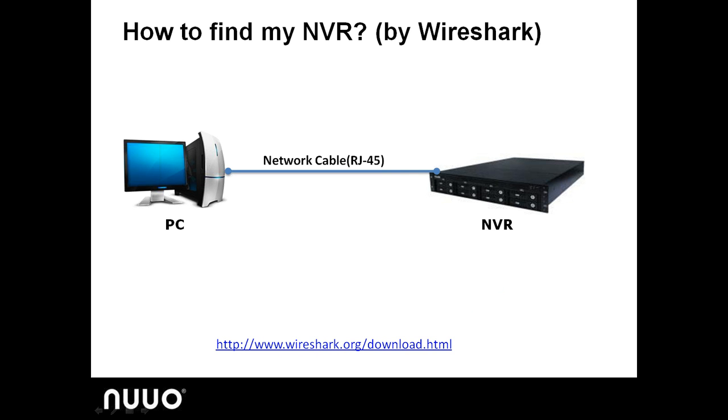And before you use Wireshark, please connect your PC and NVR directly by network cable. And if you are connected with wireless, please turn it off. What we need to do is just make your network simple, and let Wireshark only get the packets between your PC and the NVR.